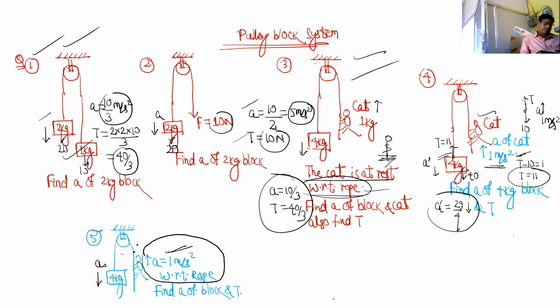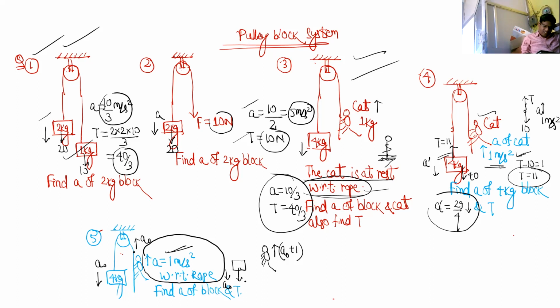So this rope is moving up with A naught. Now, relative to the rope, the cat is moving with 1. So effectively the actual acceleration of the cat will be upward with A naught plus 1. Is that clear? Rope is moving up with A naught, relative to the rope the cat is climbing with 1, so it's A naught plus 1. And the block, its acceleration is A naught only.